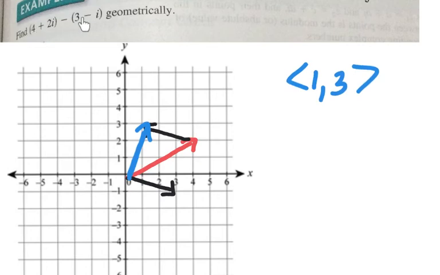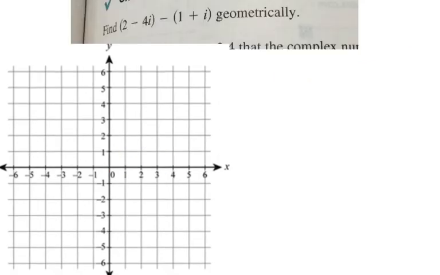What is 4 minus 3? 1. What is 2 minus negative 1? Well, minus negative 1 is the same thing as plus 1. So 2 plus 1 is 3. So it still works algebraically just like you think it should. But you have to be able to do it graphically. Right? This is the standard, is being able to draw those vectors.